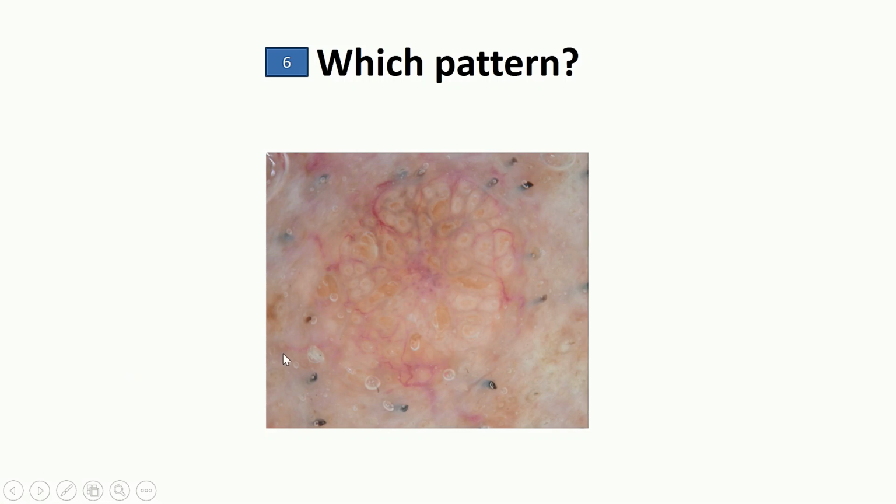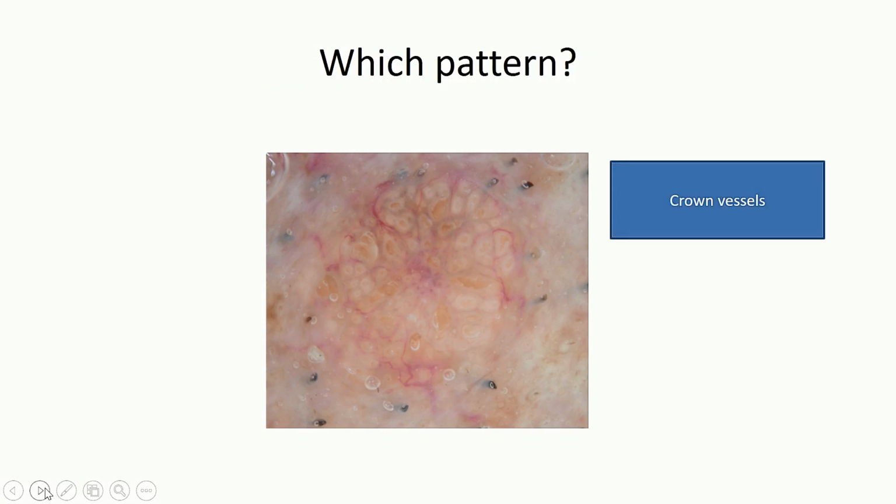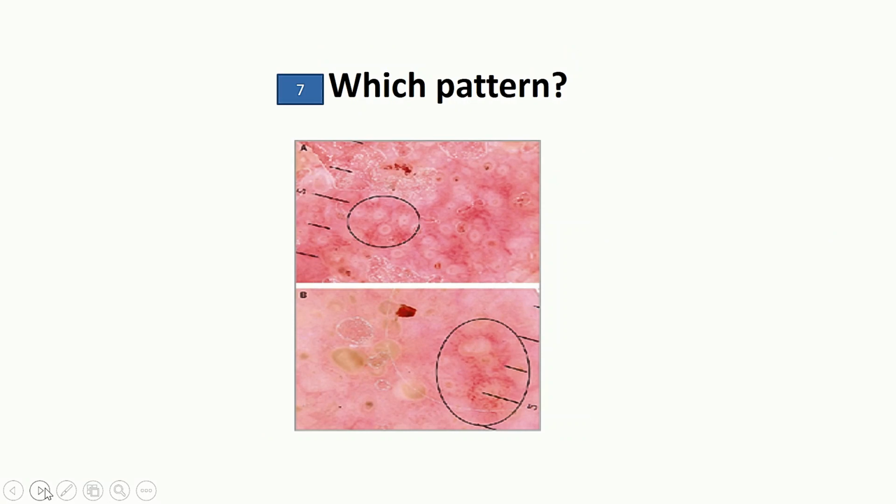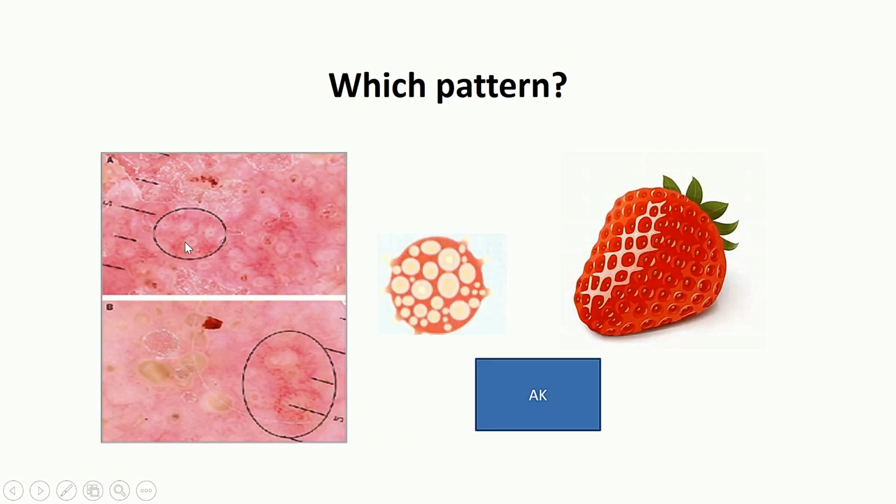And here, which pattern? As said before, there is the crown pattern in the periphery for vascular pattern, and in the center you see some yellowish areas that is compatible with the diagnosis of sebaceous hyperplasia, crown vessels in the periphery. Which pattern? You see here some structure resembles a strawberry-like structure that is a finding of actinic keratosis.